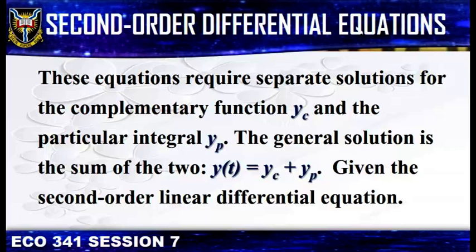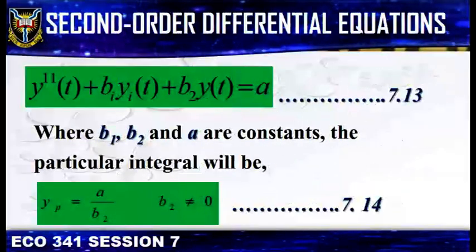Second order differential equations. These equations require separate solutions for the complementary function yc and the particular integral yp. The general solution is the sum of the two, y of t is equal to yc plus yp, given the second order linear differential equation y'' of t plus b1 y' of t plus b2 y of t is equal to a, equation 7.13, where b1, b2, and a are constants.